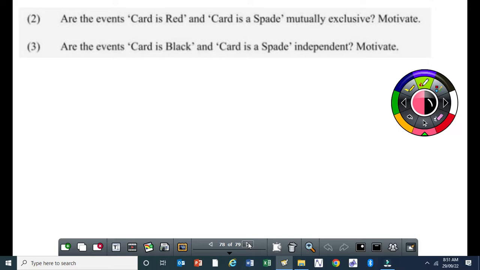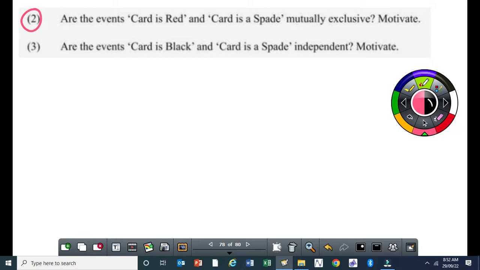Now, sometimes when you are given a contingency table, you can be asked to prove that events are mutually exclusive and you are supposed to provide a motivation. Also, that events are independent and you're also supposed to provide a motivation. Okay? So these are common questions. Okay, let's start with the first one, number 2. We are still using the contingency table.